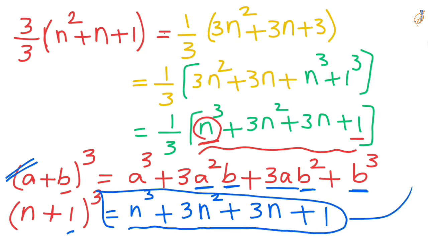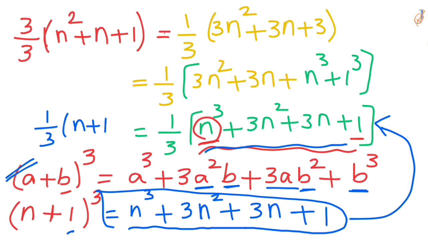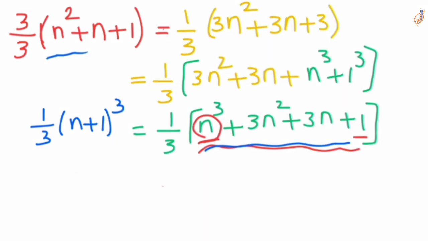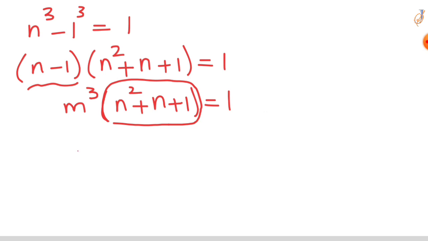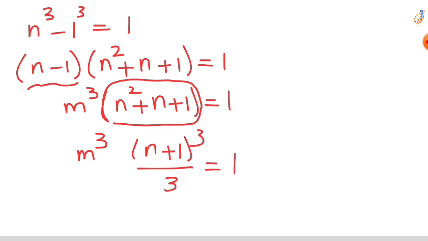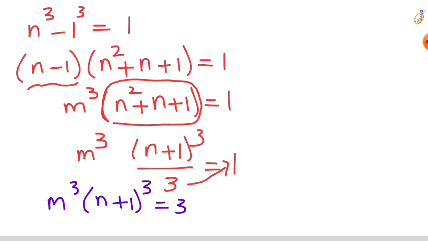It is same as our previous term. So instead of this term, you can write (n+1)^3. After simplifying n^2 + n + 1, we got 1/3 times (n+1)^3. So we can write here (n+1)^3/3, that is equal to 1. m^3 times (n+1)^3, that is equal to 3.